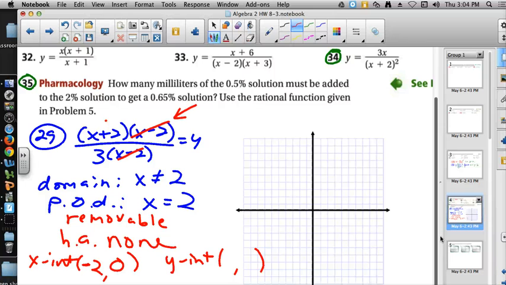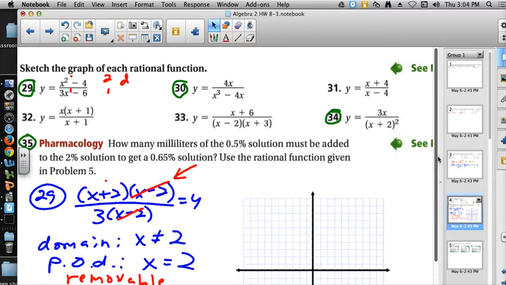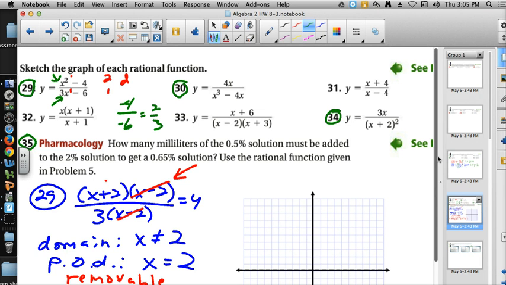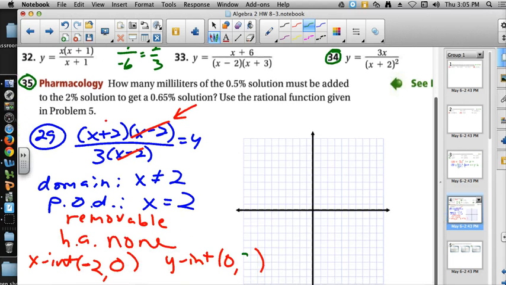And then the other thing that we need to do for the y-intercept is we need to take a 0, put it in for x, and then see what we would get. So if we put a 0 into both of those x positions, it'll be 0 minus 4, which is negative 4, over 0 minus 6, which is negative 6, and that reduces to 2/3. So our y-intercept is 0, 2/3.